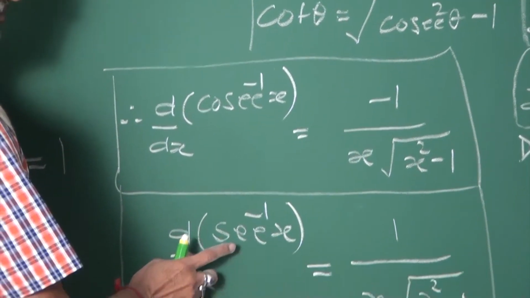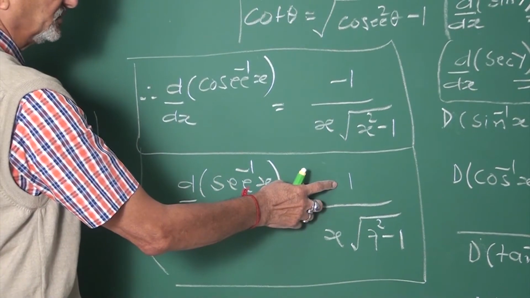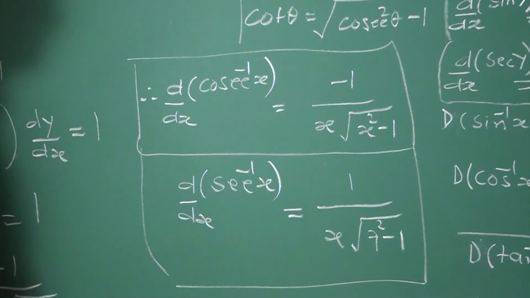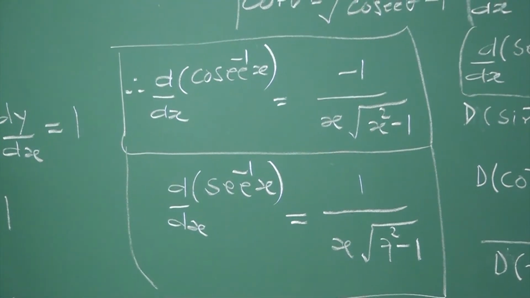While writing sec inverse, it is not c, so its sign is plus. Yes, my friends. These are the 6 inverse trigonometric functions and their derivatives.